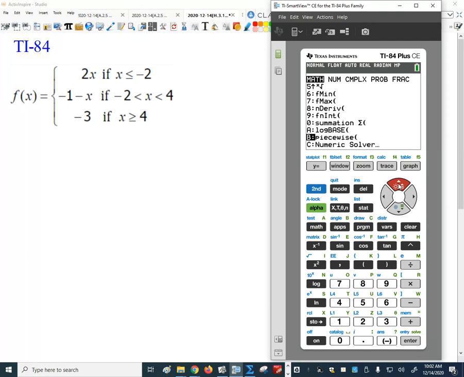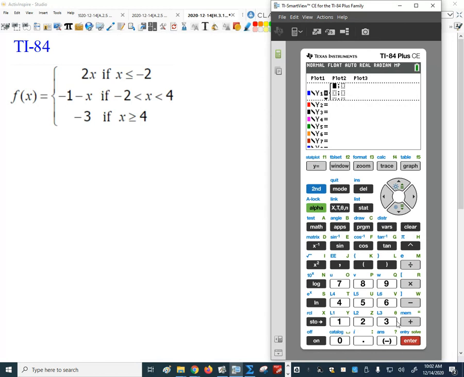Piecewise. It's item B. So if I hit piecewise, it asks me how many pieces, and I can just use the left arrow and the right arrow to change the number of pieces. Well, we want 3, so I'm going to scroll down to OK and hit Enter, and there's my piecewise function. That's pretty cool, right? I can see all 3 pieces of it, and then I just enter it exactly the way it looks. So I've got 2x on the domain.